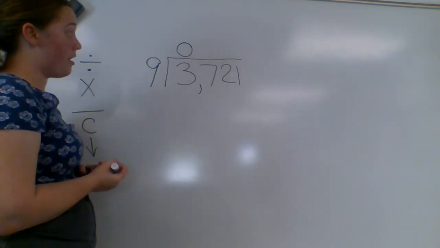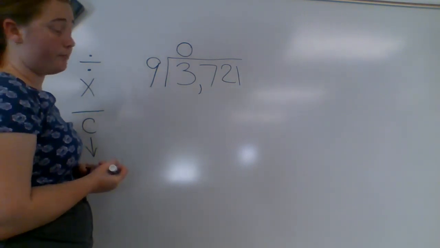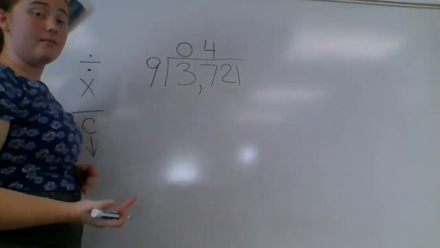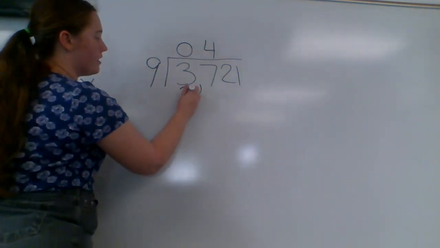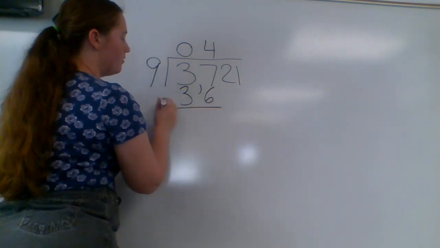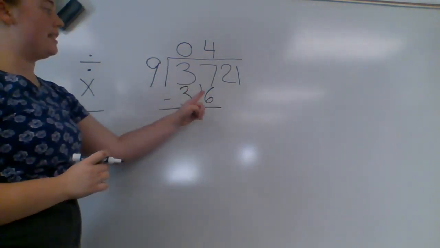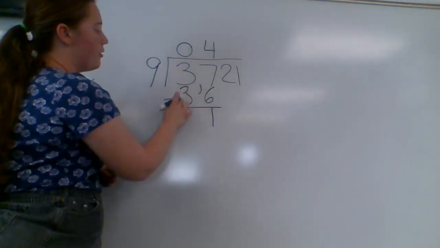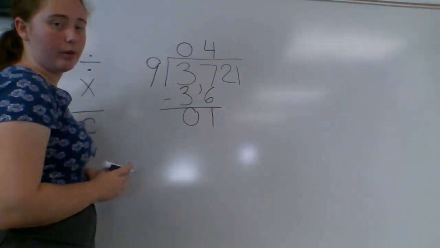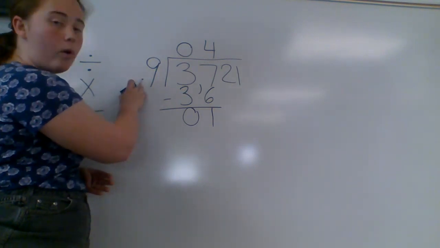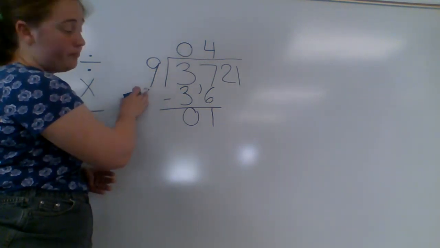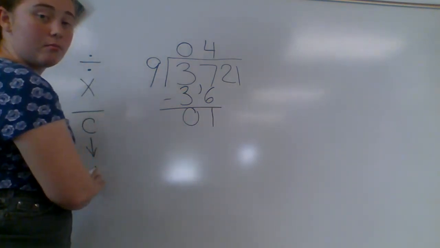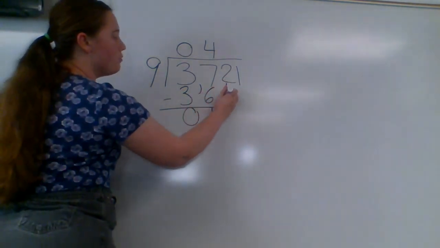Okay, let's try 4. 4 times 9 is, good, 36. Subtract. 7 minus 6 is, right, it's just 1. And 3 minus 3 is 0. Is 1 smaller than 9? Of course it is. Okay, after we compare, we're going to bring down this 2.